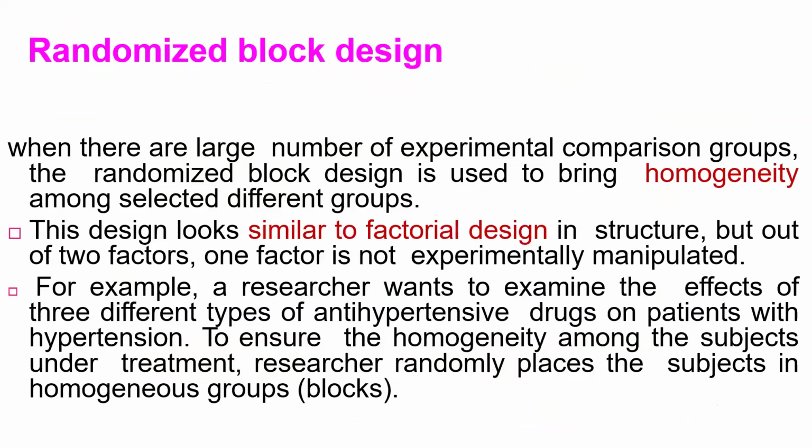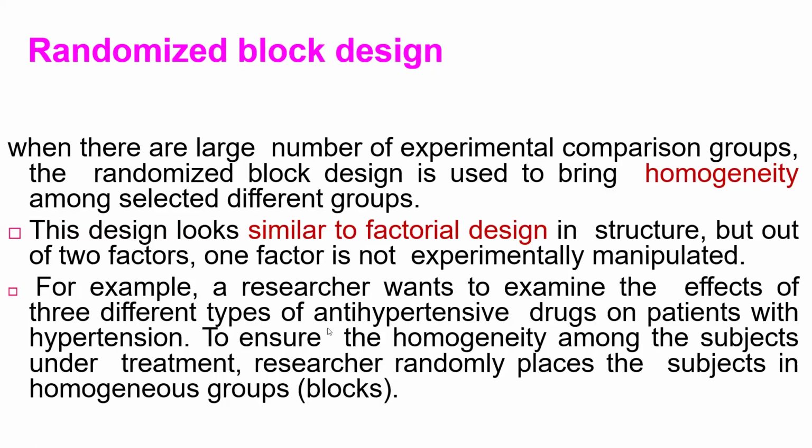And coming to the randomized block design, used when there are a large number of experimental comparison groups. One advantage of this randomized block control design is that it brings homogeneity to the different experimental groups. This design may look like a factorial design. For example, we can make it as a block like that.